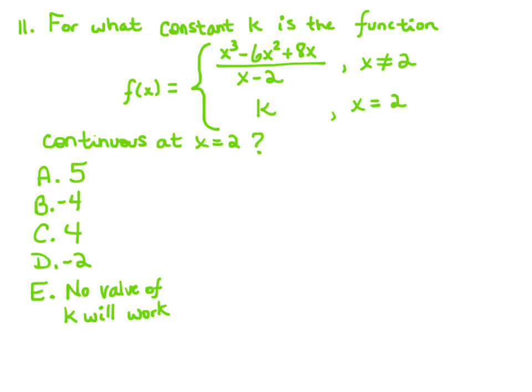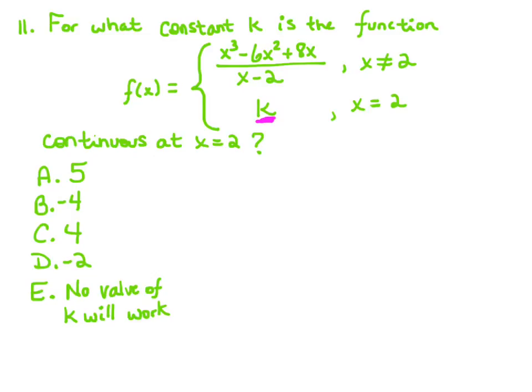Question 11 gives us this piecewise function, and it says for what constant k is this function continuous at x equals 2? So we're trying to find a value here that makes this continuous. Now notice in the first piece of my piecewise function, I've got a rational function here. My denominator is x minus 2. And so obviously if I substitute 2 in for that x, my denominator would be 0 and the function would have no value and therefore could not be continuous. But what this question is indicating to us is that there's probably just a hole there at x equals 2, and I could fill in that hole with a value. We have a removable discontinuity here at x equals 2.